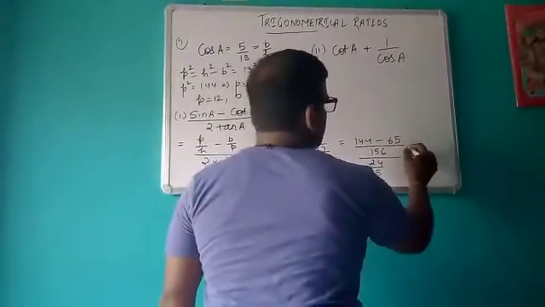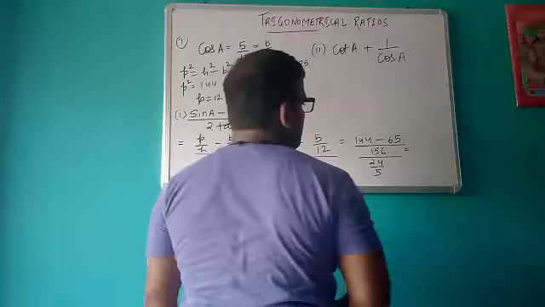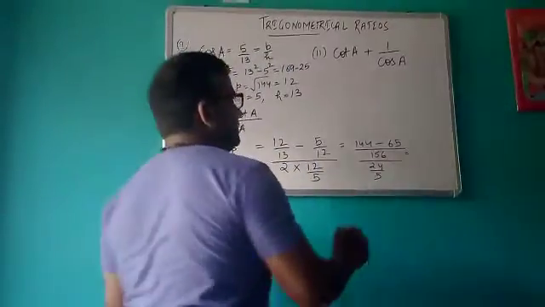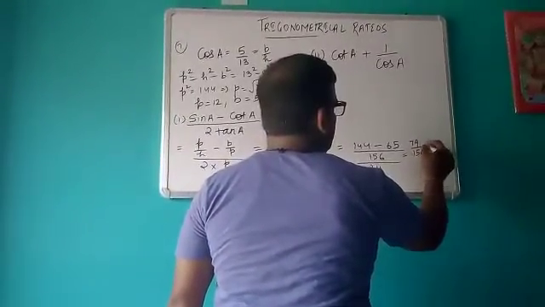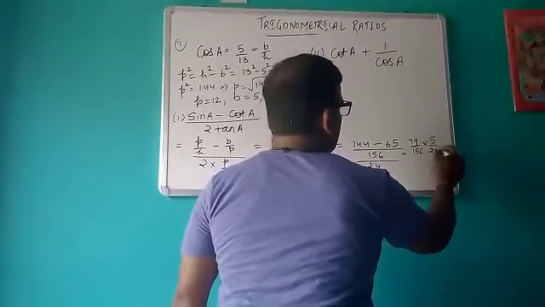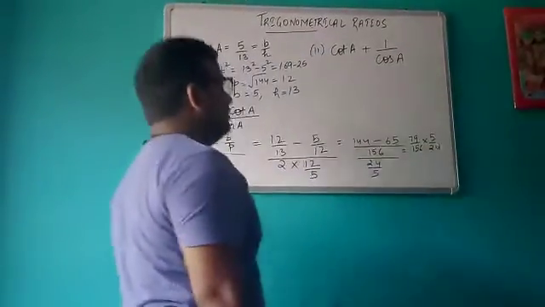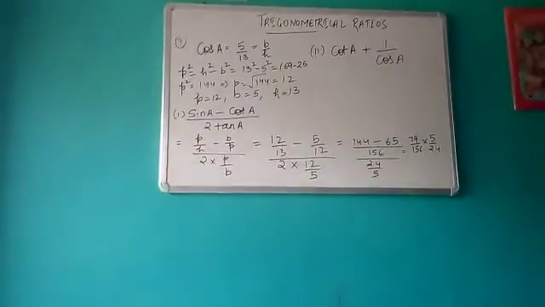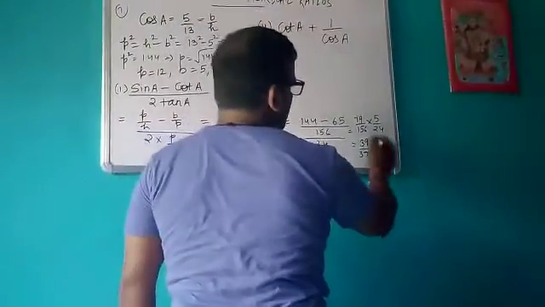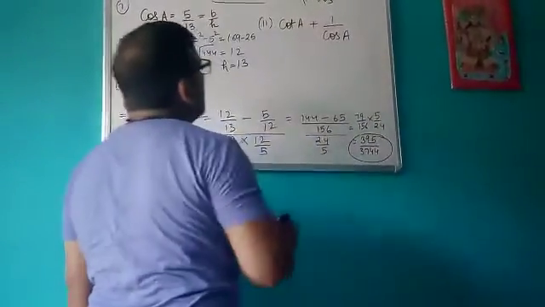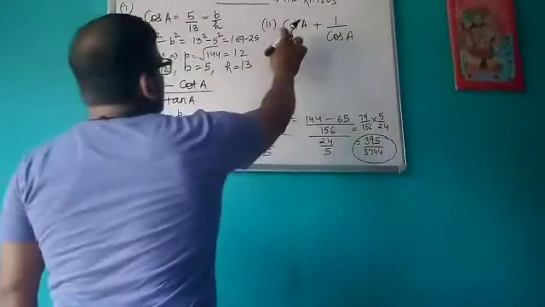Or when you solve it, you will get 79 upon 156 into 5 upon 24. Was it understood? Okay, so what will you get? 395 upon 3744. Now in the second part, what is asked?